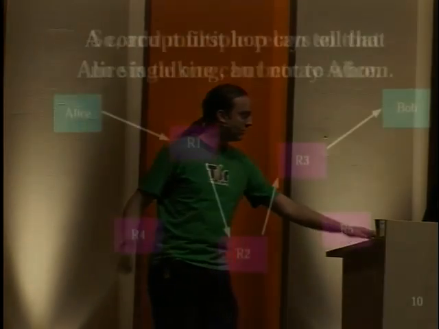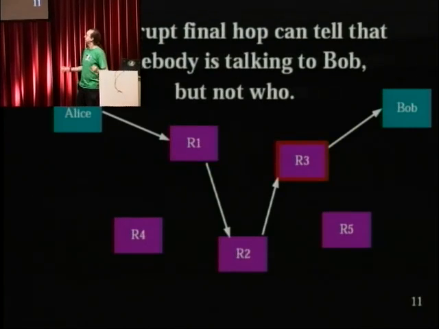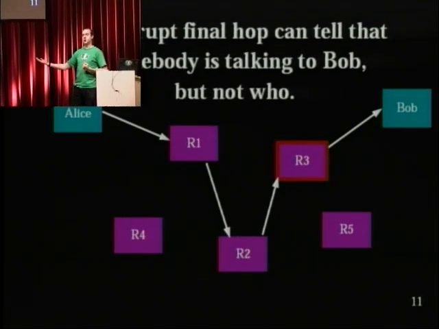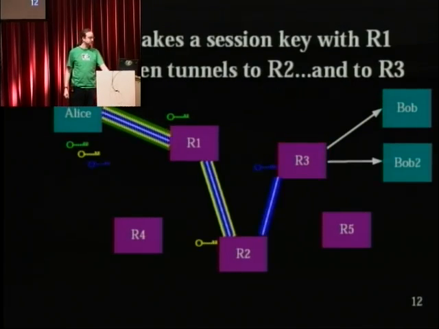We want to make it so that the connection goes over several different relays, and no single relay knows about both Alice and Bob. So in this case, if the first guy is bad, he knows that Alice is using the system, but he doesn't know who Alice is talking to. And if the last guy is bad, he knows that somebody is talking to Bob, but he doesn't know who's talking to Bob. So that's the crash course in Tor, and I'll answer a few more questions later on about it, and hopefully that'll get you enough to start moving.